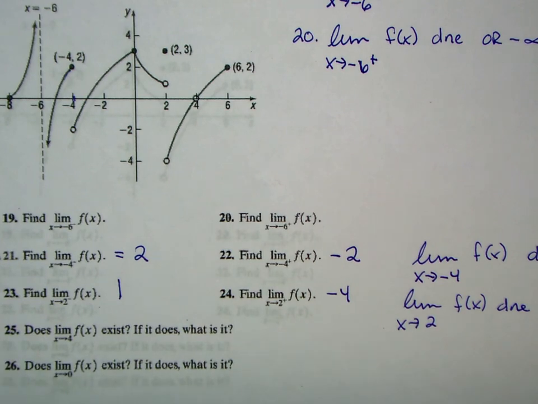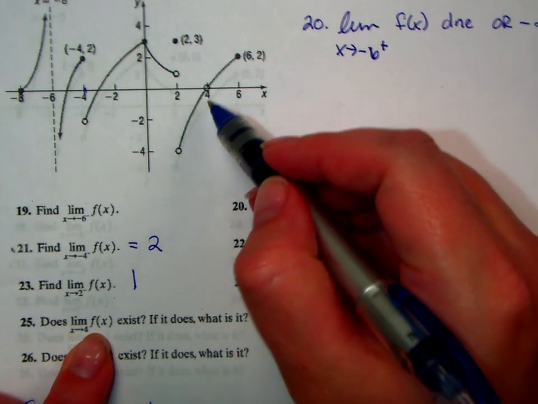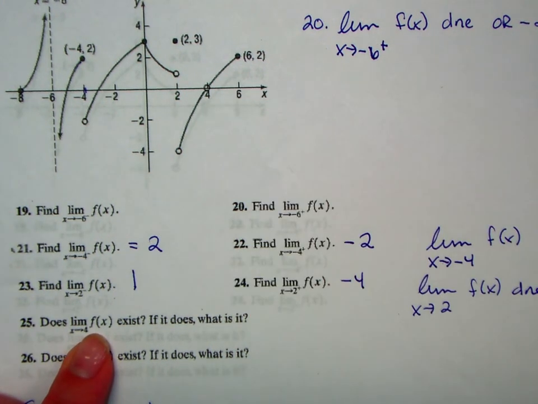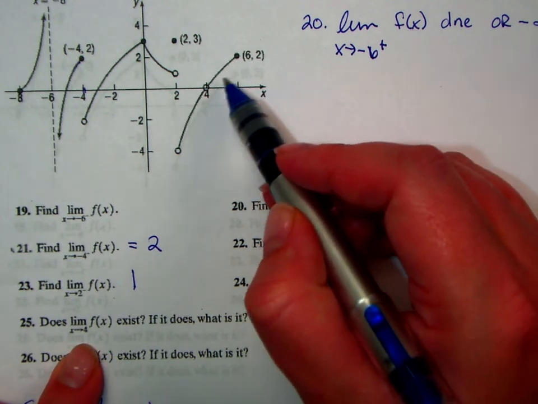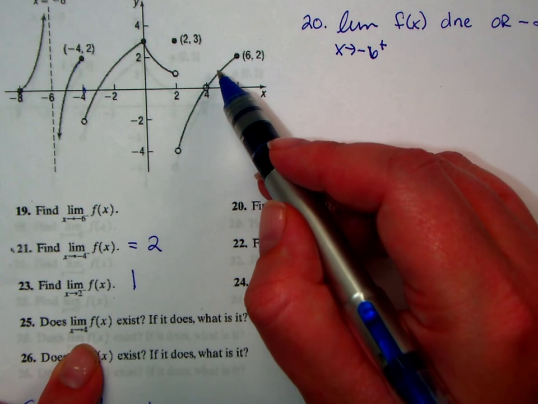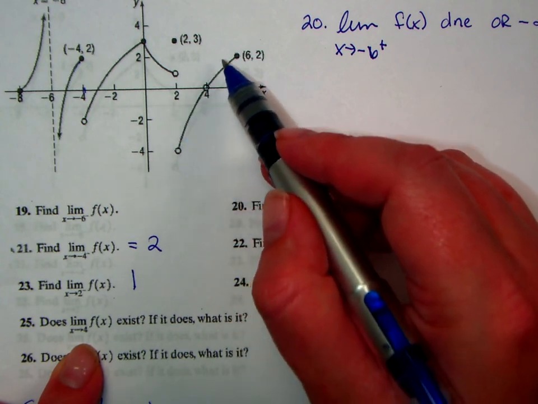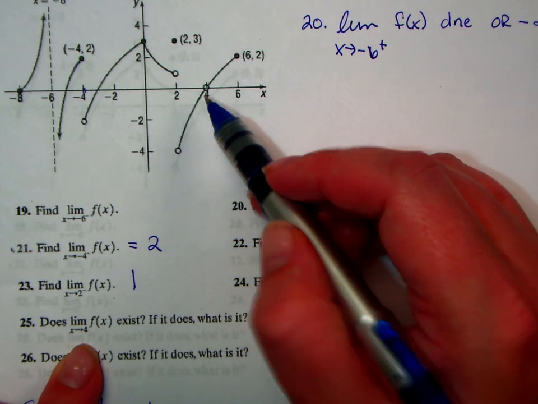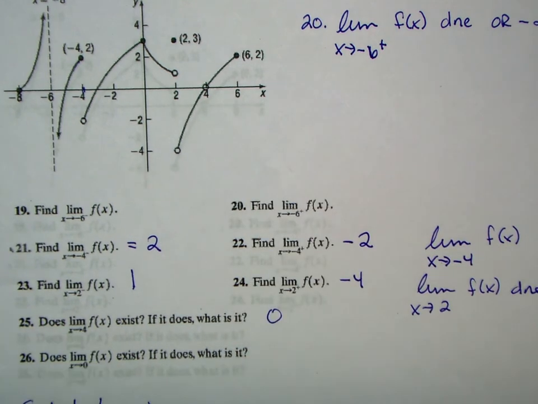Does it exist? Does the limit as x approaches 4 of the function exist? Okay, 4 is here. So this isn't one-sided, right? This is both sides. So on the right-hand side, it seems like it's decreasing to 0. On the left-hand side, it's increasing to 0. So since they're approaching the same value, 0, this limit does indeed exist, and we would say this limit is 0.